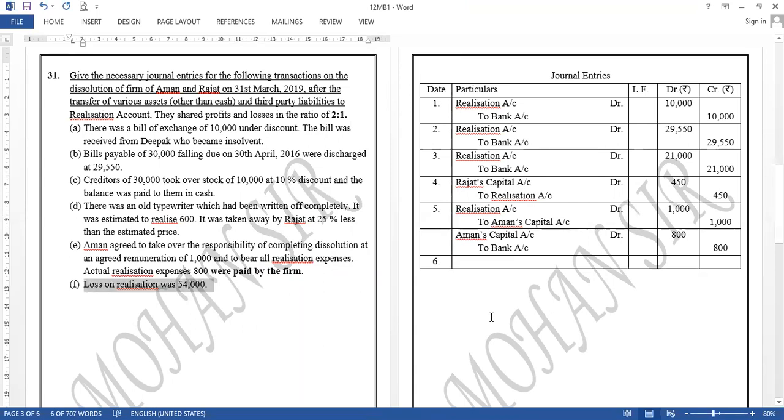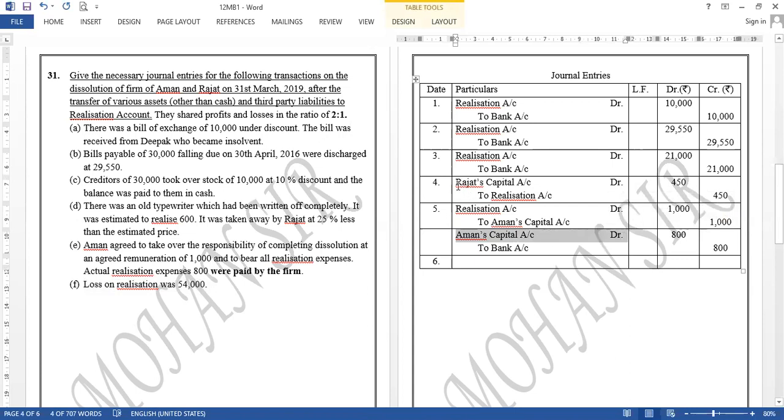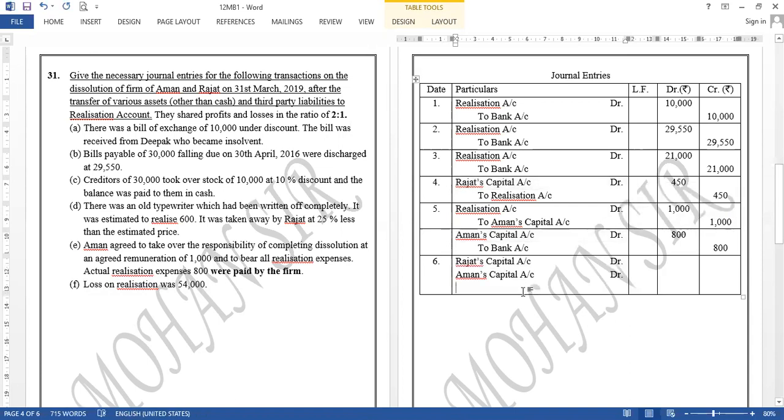Loss on realization to partners' capital. Realization to partners, so partners to reverse. Aman account debit, Rajat account debit, to realization. That's correct. Both partners will be debited and to realization. ठीक है? So this is the entry required because loss होगा तो partners को debit होता है and account बनाएंगे तो credit side difference आएगा, debit ज़्यादा होगा तभी तो loss होगा.